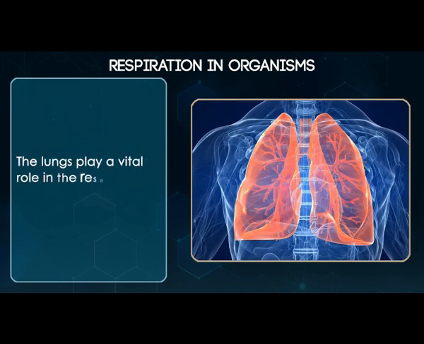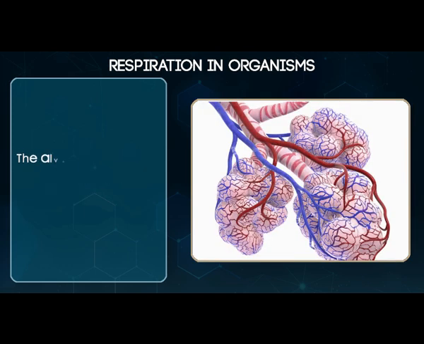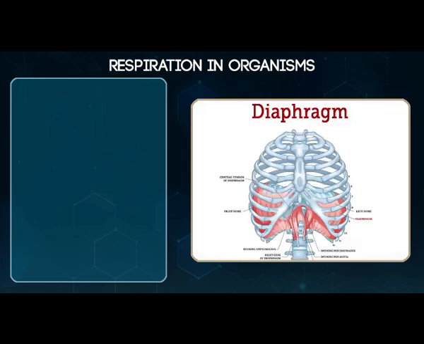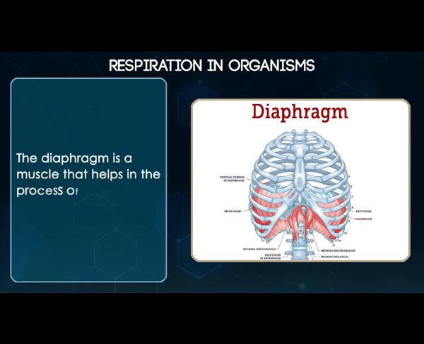The lungs play a vital role in the respiratory system. The alveoli are small sacs in the lungs where gas exchange takes place. The diaphragm is a muscle that helps in the process of breathing.